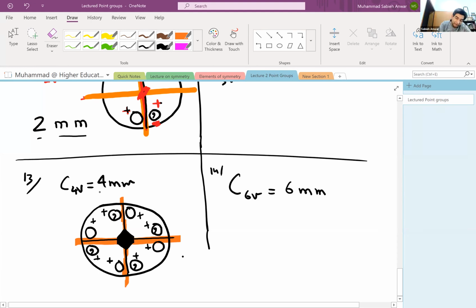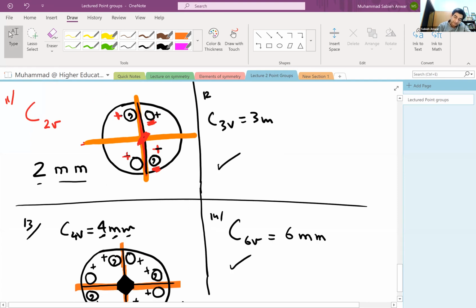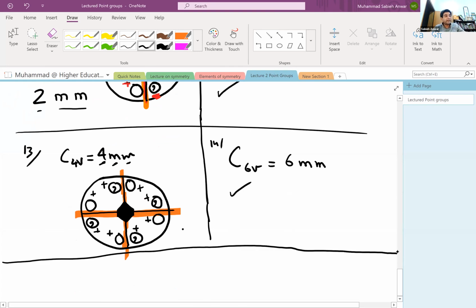Okay, so I have a four-fold axis of rotation and two mirror planes. All right, now I could draw the stereogram for 3m. I could draw the stereogram for 6mm. So this makes 14 point groups.